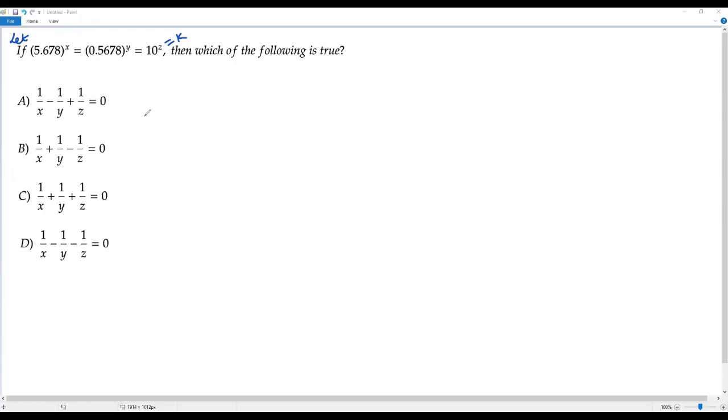Okay, then we have 5.678 to the power x equals k, 0.5678 to the power y equals k, and 10 to the power z equals k. Now we can raise both sides of this equation to the power of 1 over x to get the exponent over here. Okay, let me do it.